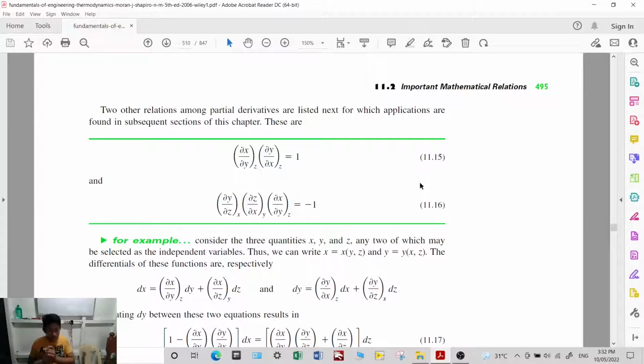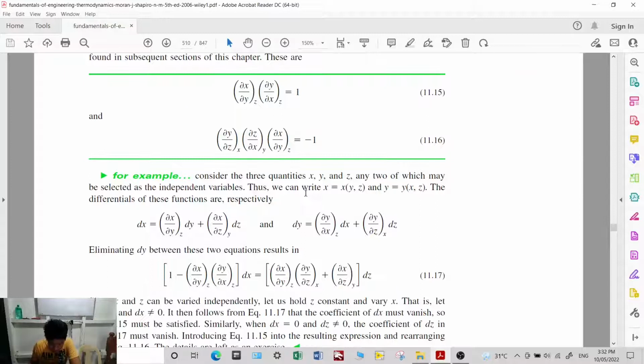Okay, so practice how to write the exact differential of x if x is a function of y and z. What you do is dx is equal to the partial derivative of x with respect to y, multiplied by dy, plus partial of x with respect to z, dz. In the same way, you can write the exact differential of y.